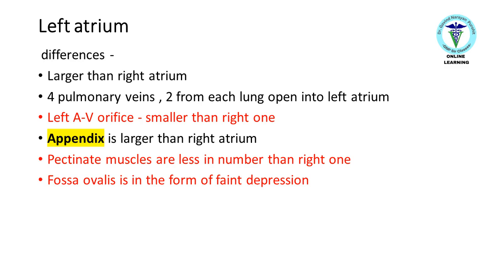The left atrium is larger than the right and receives blood from 4 pulmonary veins. It has a smaller left AV orifice and a larger appendix. The pectinate muscles are fewer, and the fossa ovalis appears as a faint depression.